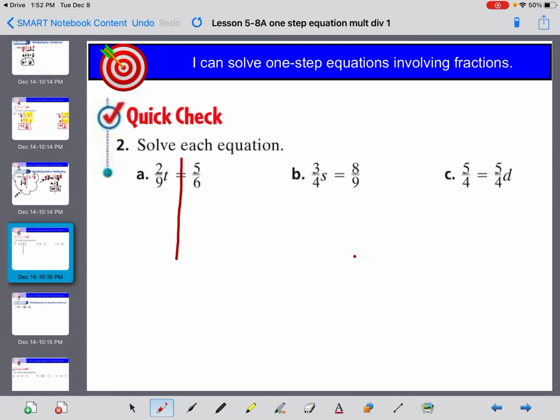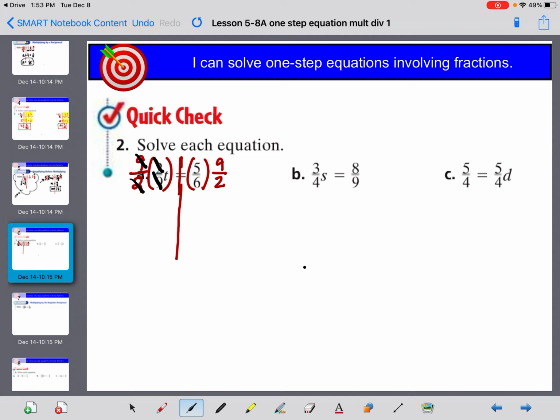Like all problems when I'm solving, I start with my line down the equal sign. T is multiplying by 2/9. The inverse is to divide by 2/9. But I just heard myself thinking out loud that I'm supposed to divide by a fraction. And I learned before that to divide fractions, I multiply by the reciprocal. So I'm going to do that now. Multiply both sides by 9/2.